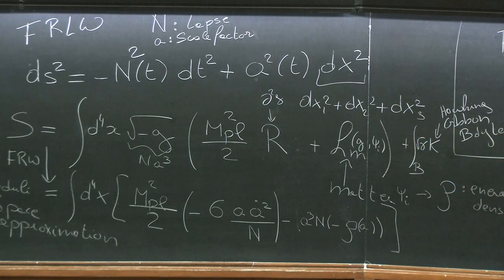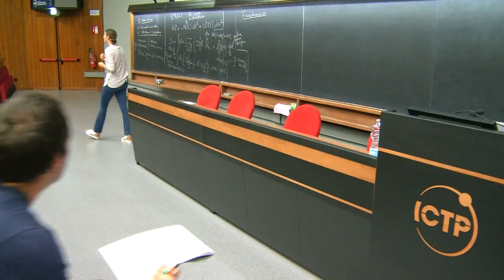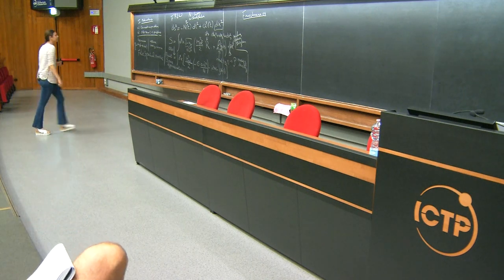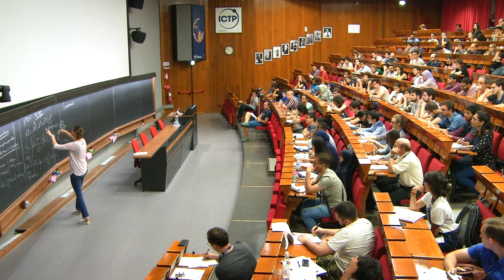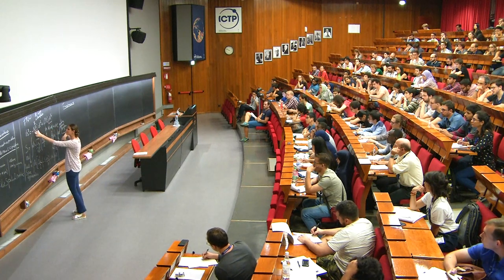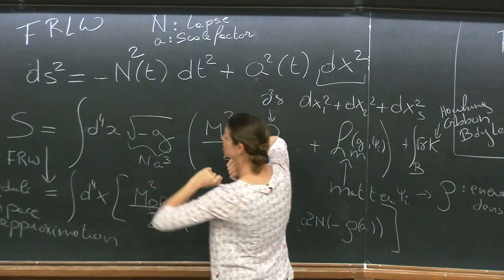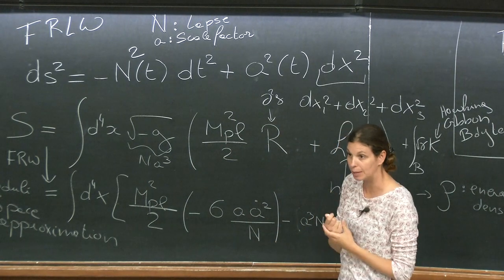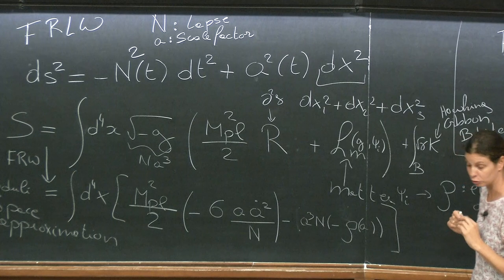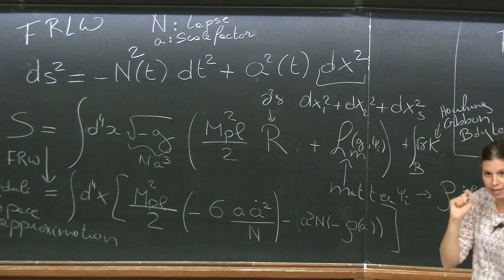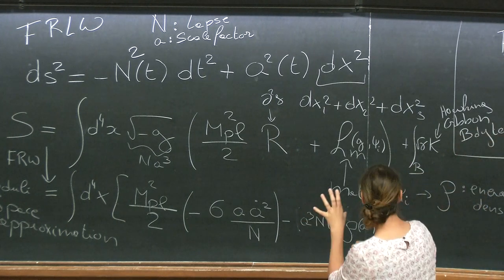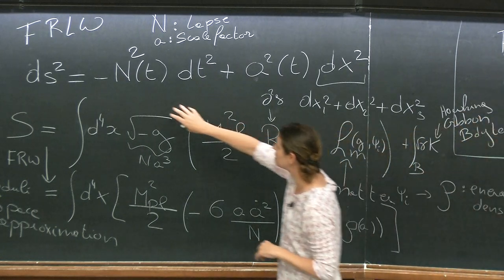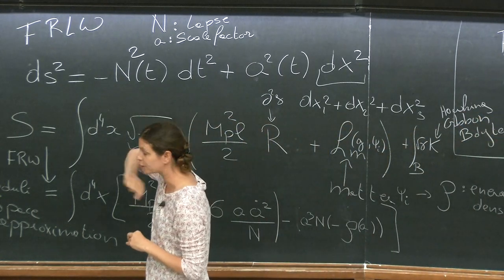So here I kept some notion of the fact that, you've probably seen things where you can set the lapse to one. On purpose, I kept the lapse here not equal to one. I can do it, but also there's a lot of physics involved in this lapse. In particular, we can derive the Friedmann equation directly by varying with respect to the lapse. It corresponds to a Lagrange multiplier.